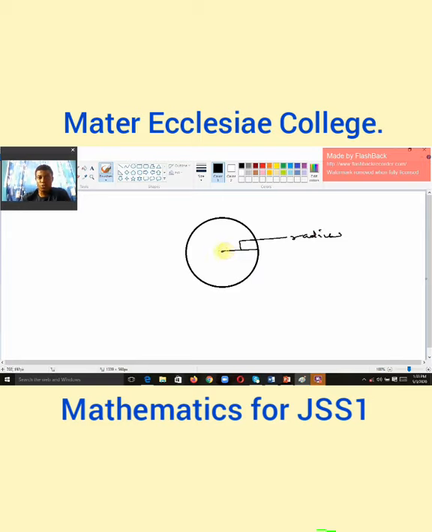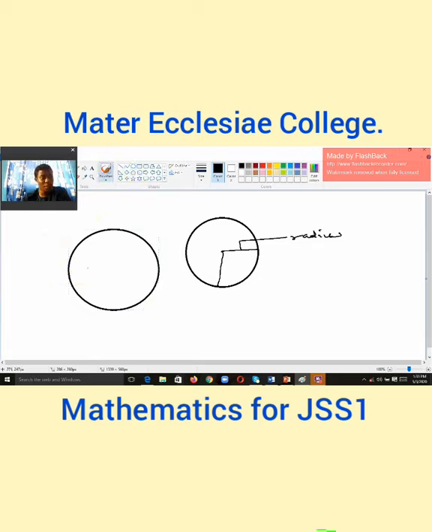You can also draw your radius from here to here. As long as it's coming from the center to any part, it's still radius. So let me draw another circle to explain. Let me draw a bigger circle this time to explain what a diameter is.